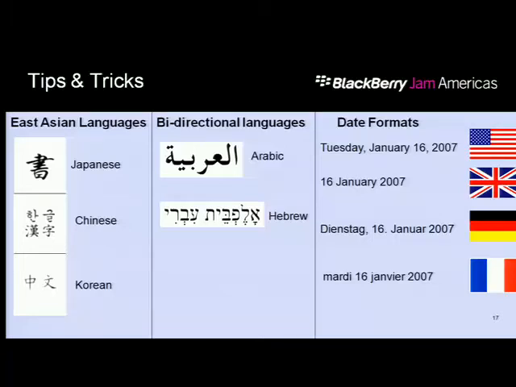So this slide, I just want to show you some of the East Asian languages and the characters. So look at the Japanese and Chinese characters. They are very complicated in structure and display. So you need to consider this. And some of the bidirectional languages, Arabic and Hebrew.